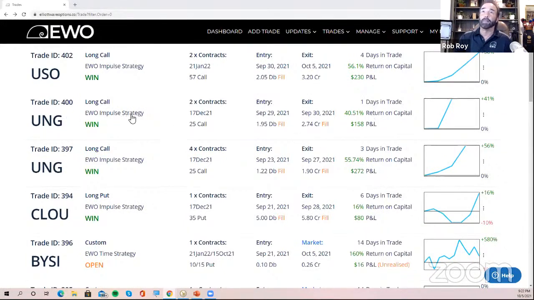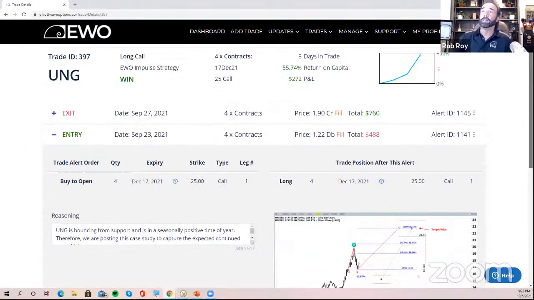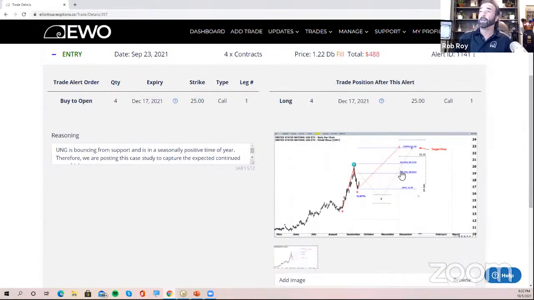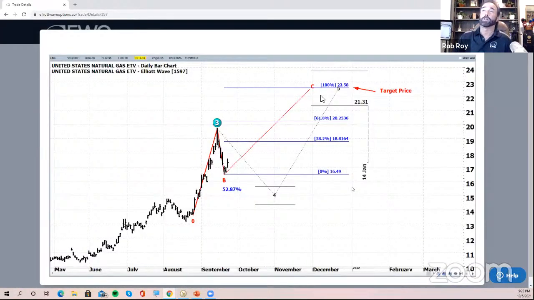And you can see that there's all this detail that's put in. And if I click on one of these alerts, here are the details that occur for our alert subscribers. Not only do you get the exact strikes and prices at the current moment, but you get a chart as well as far as where things are expected to go. And you can see the target price originally on the wave 5 was at 22.58.